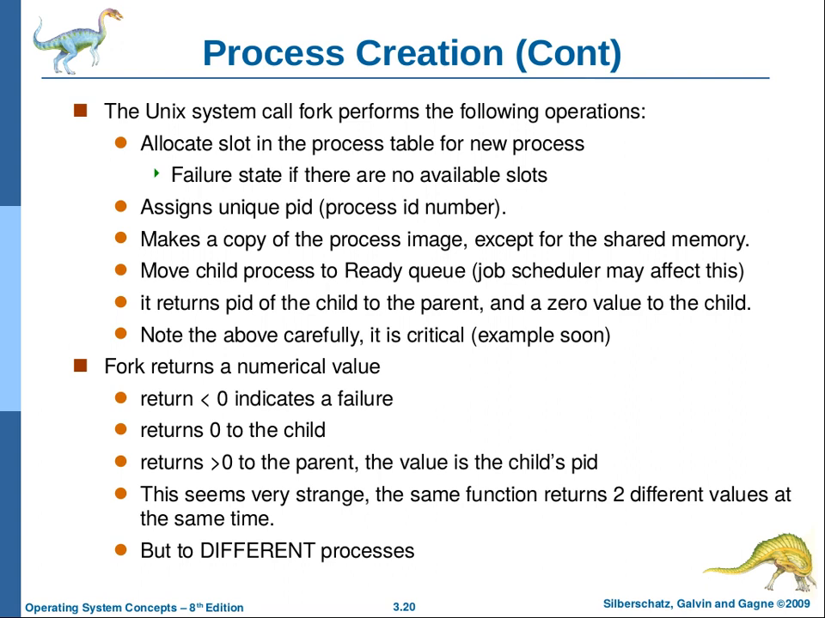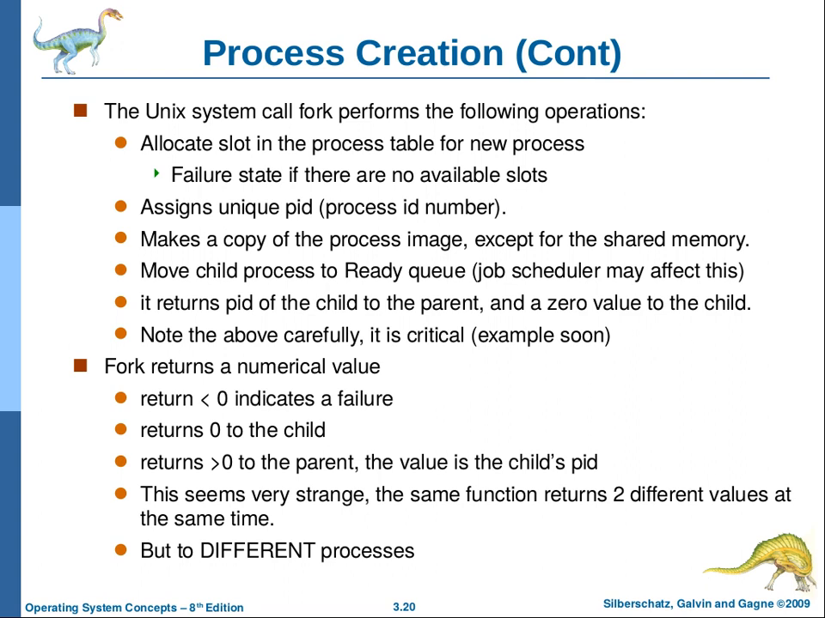All right, when Unix calls fork, it allocates a slot in the process table. Failure state, if no slots are available, that's probably never going to happen anymore. Well, it can, but good luck. Well, you just do a fork bomb, but besides that, it's not going to happen. Gives it a PID, makes a copy, moves the child to ready, returns the PID of the child to the parent and 0 to the child. Note the above character. Well, we did this already, so hopefully this is clear. Return less than 0 on a failure, 0 to the child, greater than 0 to the parent.